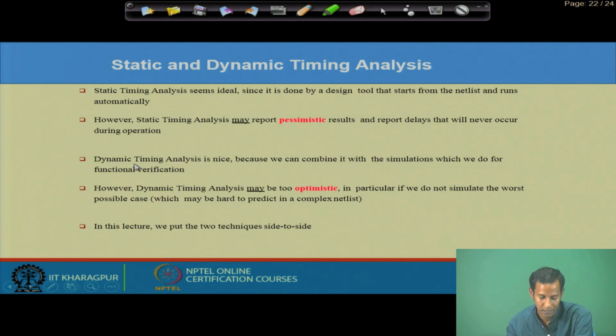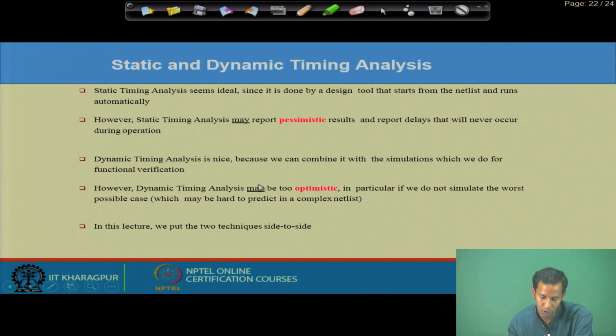On the other hand, dynamic timing analysis is nice because we can combine it with the simulation which we do for functional verification. However, dynamic timing analysis may be too optimistic, in particular if we do not simulate the worst possible case, and in this lecture we put the two techniques side by side.